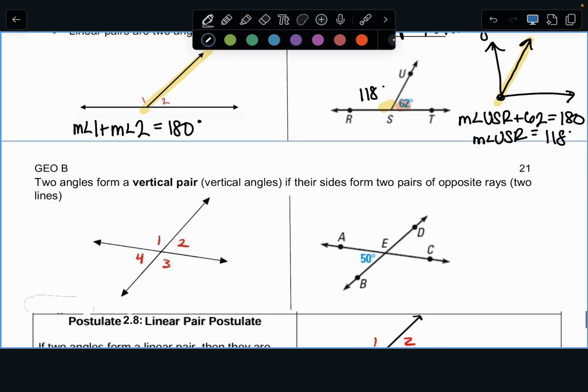So just from the word linear pair, we now have the word supplementary, which gives us our number of 180 degrees. So it's all kind of connected. We see supplementary, we think 180. We see linear pair, we think supplementary, we think 180. They're all connected, just slightly different definitions. Questions about linear pairs?